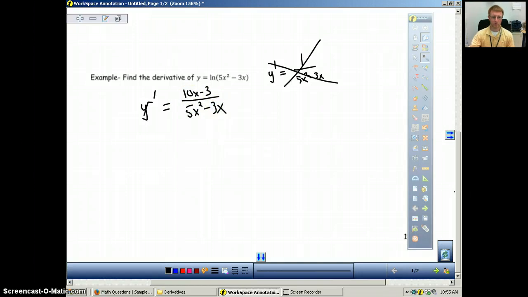And that's it. So derivative of the inside over the original on the inside is always going to be the derivative of a natural log. So let's get into this a little bit more. This is pretty basic, pretty straightforward, but let's get into where natural logs and logarithms can help us a little bit more with derivatives, and that's going to be on the back side.